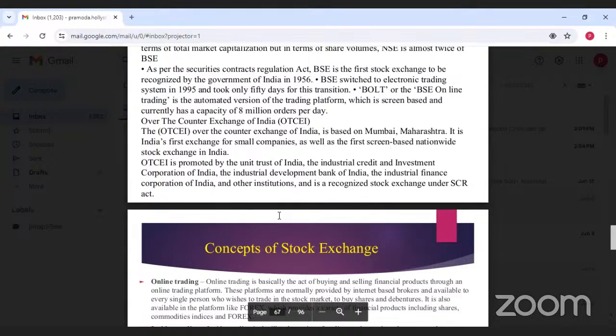Bharti, are you with me? Yes, ma'am. Over the counter exchange of India. Over the counter. Please take down the running notes. When the class is going on, write them down. That's why I'm keeping the screen for a few seconds, so that you will have the time to take down some important points. Yes, ma'am. Important points you can note down.